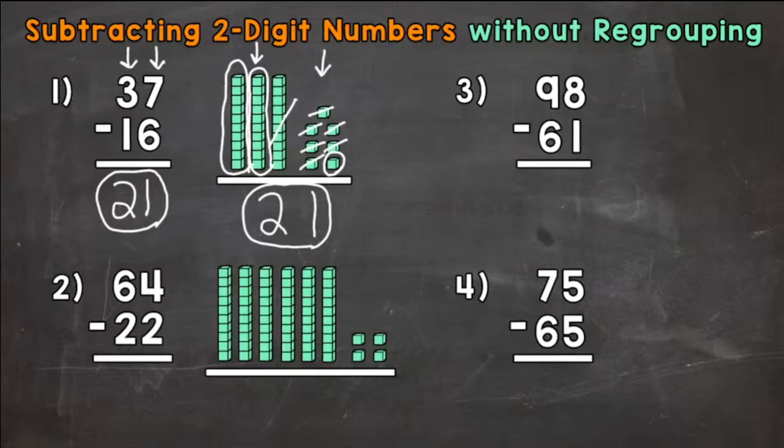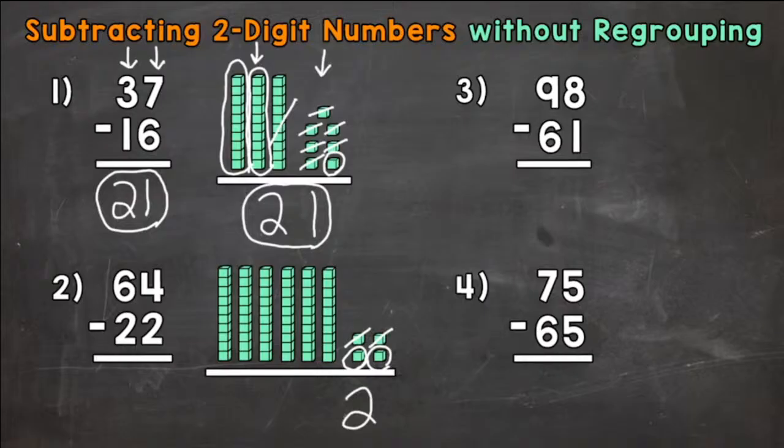Let's start by subtracting the ones. So 4 minus 2, 4 ones, and we are subtracting or taking away 2 ones. Let's subtract those 2 ones. 1, 2. Let's see how many we have left. 1, 2. So we put a 2 in our answer in the ones place.